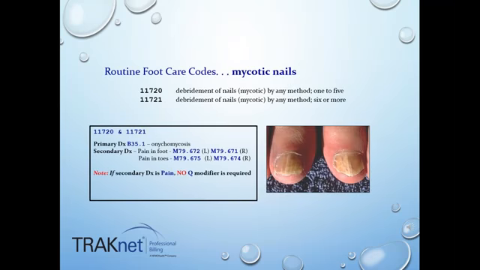Mycotic nails, 11720 and 11721. 11720, up to 5 mycotic nails, or 6 or more. Your primary diagnosis for either one of those should be onychomycosis. If the secondary diagnosis would be pain in foot or pain in toes, remember that there is no Q modifier needed. It's not at-risk foot care in that respect, and pain can be used for that secondary diagnosis when treating mycotic nail care.